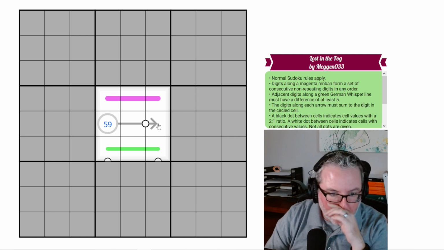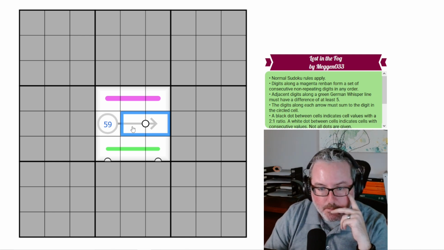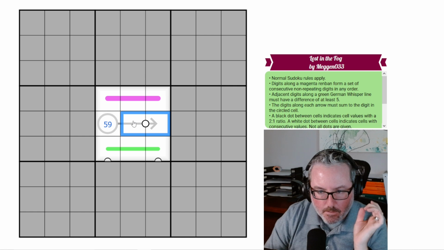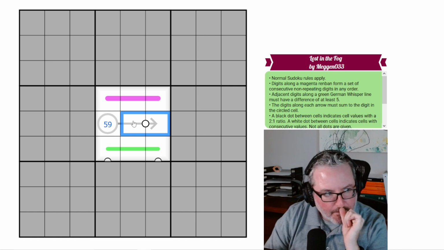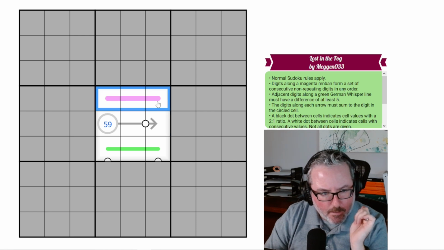Now, the next possibility would be 4, 5, which gives us 9. If we did 4, 5 to get us 9, what does that do for us? These could still be 6, 7, 8.